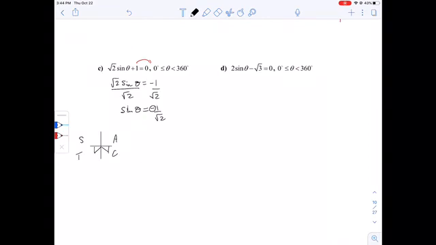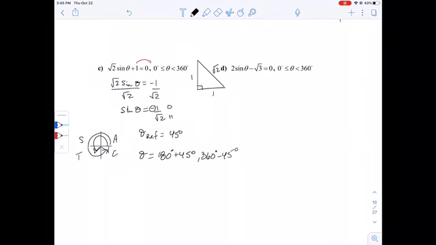What would my reference angle be that would give me an opposite over hypotenuse of 1 over root 2? Well, of course, that's our 45, 45 triangle. That's 1, 1, and root 2. And so our reference angle is 45 degrees. And if we go from here to here, or from here to here, to our terminal arm, theta would be 180 plus 45 degrees, or 360 minus 45 degrees. So 225 degrees and 315 degrees. Those would be our two answers.